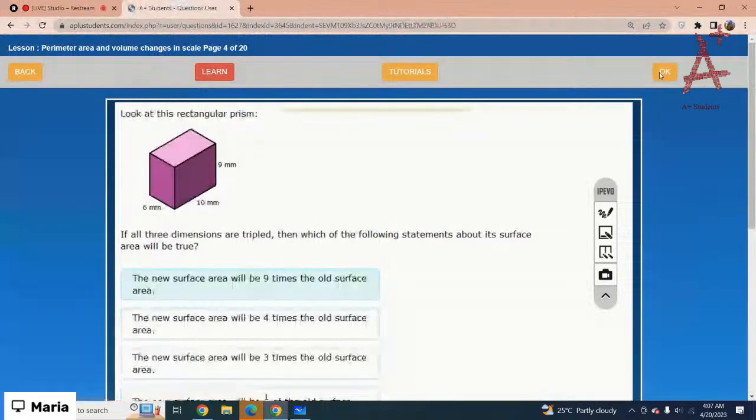Okay, look at the rectangular prism. If all three dimensions are tripled, then which of the following statements about its surface area will be true? Now you have to calculate the surface area of the rectangular prism. Got it?